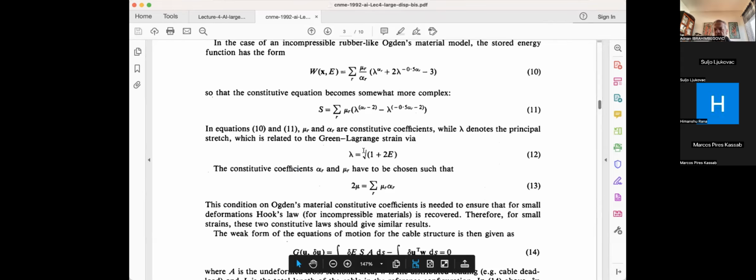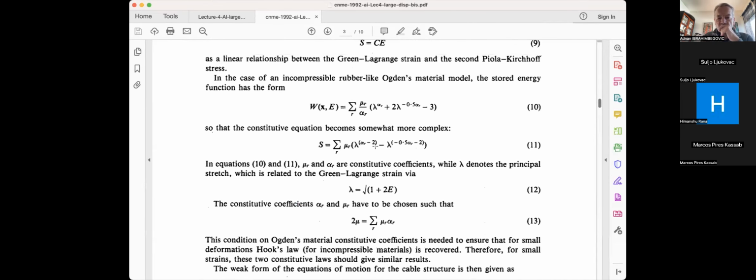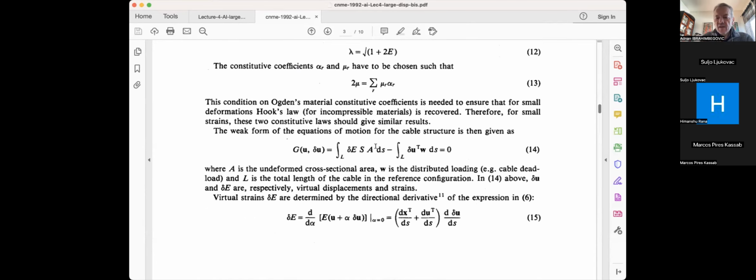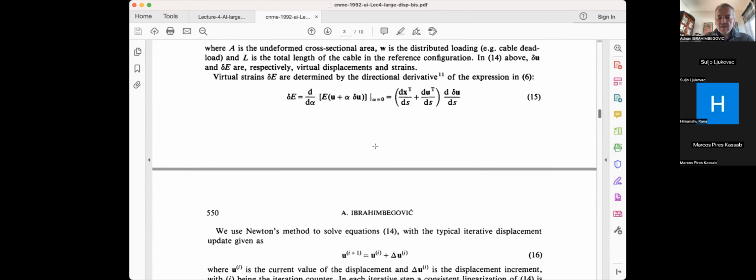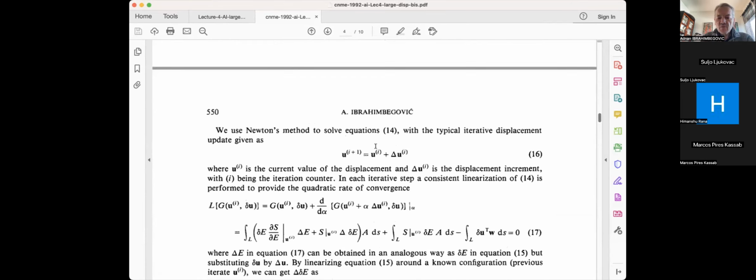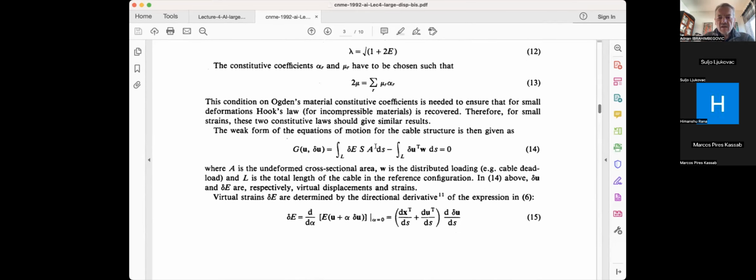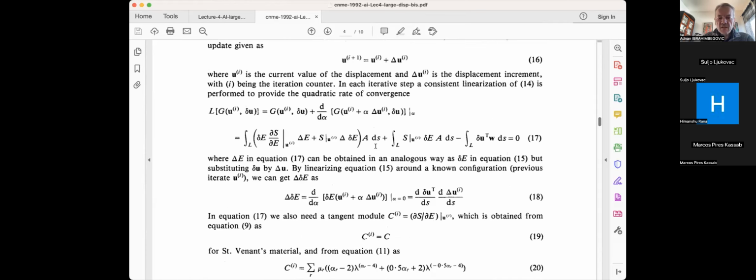If you want to be really clean with respect to incompressibility, you have to enforce that the sum of these mu r times alpha r has to equal 2 times mu, where mu is, let's say, the shear modulus of some kind of equivalent material. So one can then go into this interpolation and obtain the corresponding expression for your internal force vector and tangent stiffness. So let me go further.